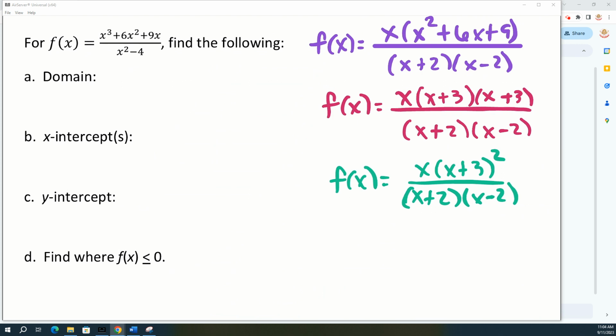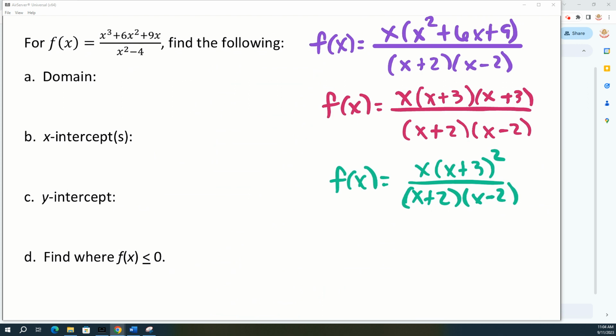All right, so I did take a step where, because this was multiplied by itself, I decided I would go ahead and write it as that squared. That's just going to save us some time as we go through this problem. Normally, I'll tell you, it doesn't matter to me how you write it, but in this case, it is going to save you time if you do write it that way.